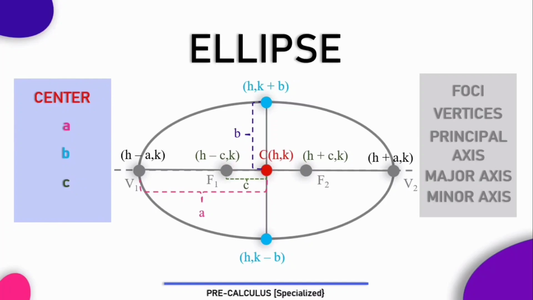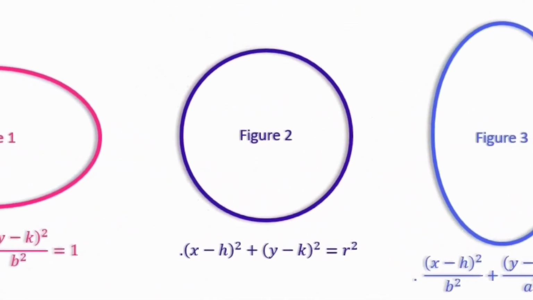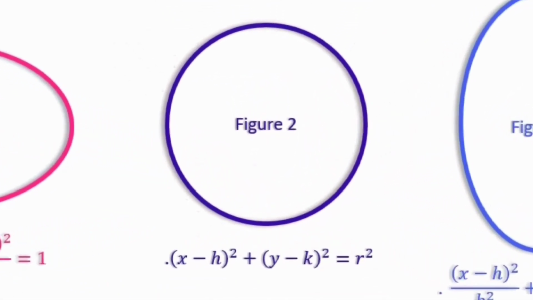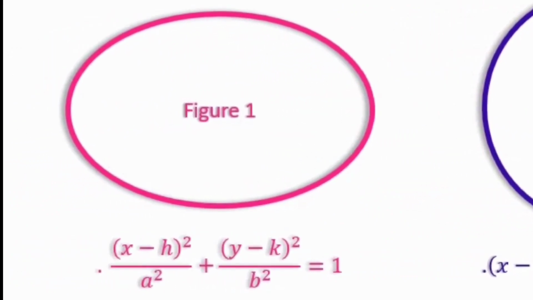For the standard equation of the ellipse, I will show 3 figures. Start natin with the figure 2, and yes, tama ang nasa isip mo, that is a circle. Familiar na tayo dyan kasi we already discussed it. From this kasi, we can easily remember the 2 different standard equation of the ellipse. So the first figure illustrates na parang meron tayong circle na na-stretched horizontally.